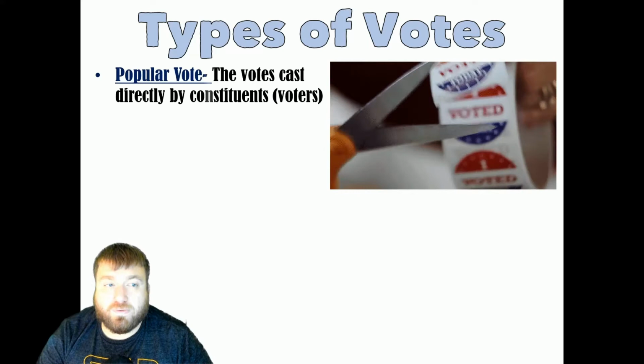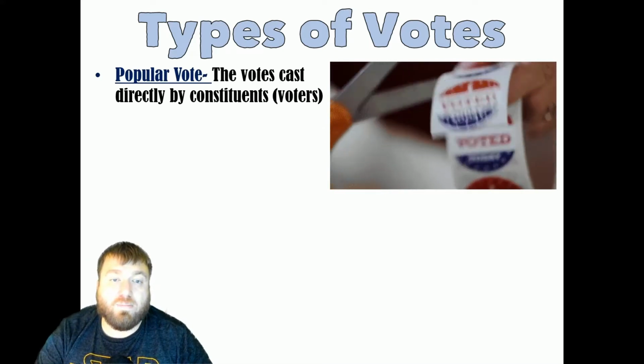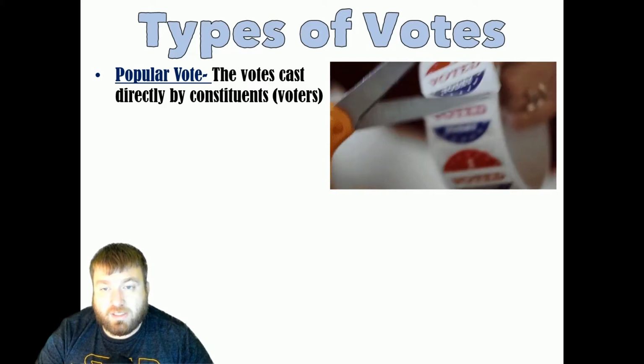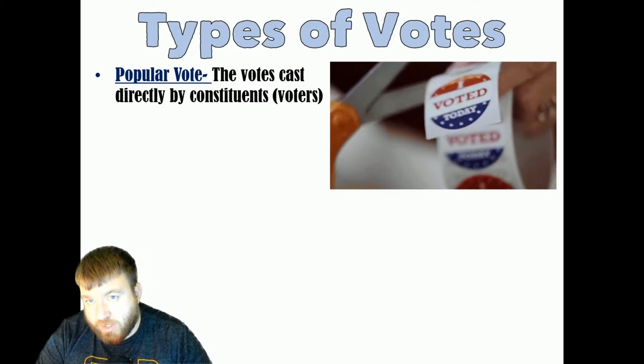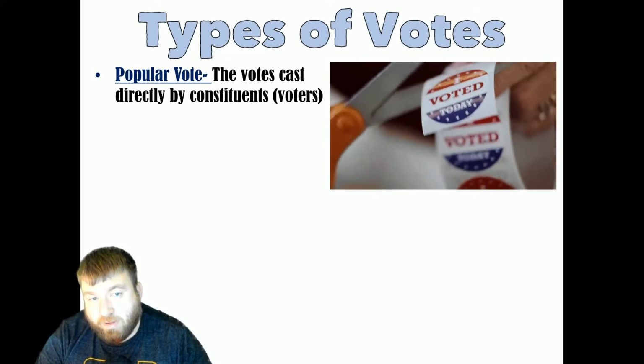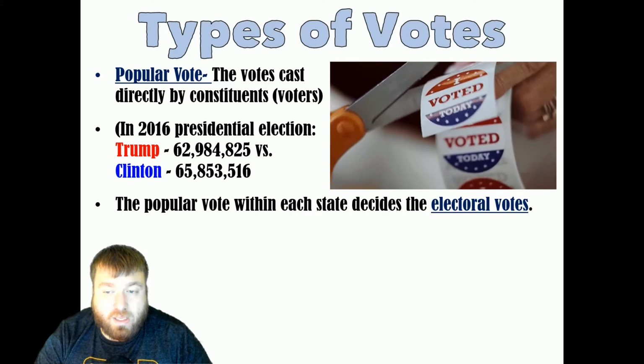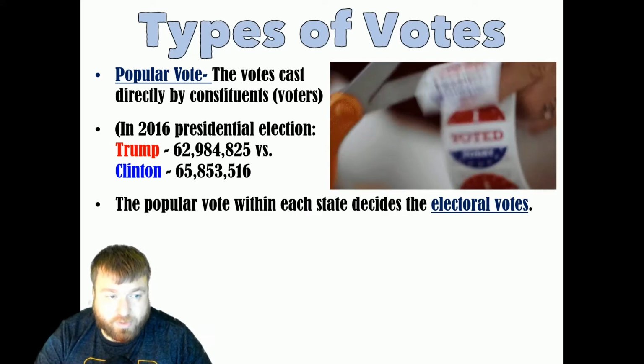All right, types of votes. There is the popular vote: the votes cast directly by constituents or voters. So whenever you go and you vote, whenever they start to tally up all the votes, there will be what's called the popular vote, and there will be what is called the electoral vote.